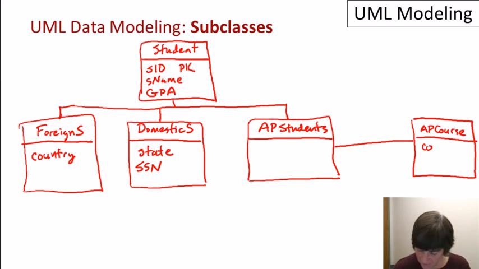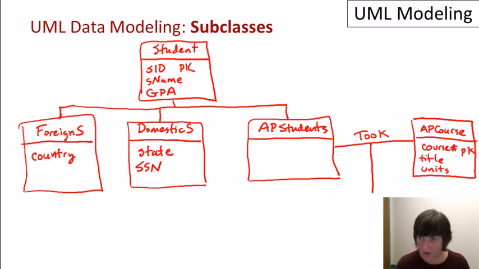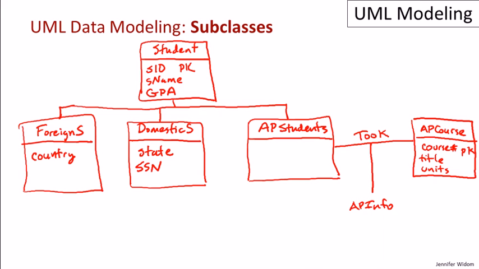We'll say that the AP course has a course number, and that's probably the primary key, and maybe a title for the course and some units for the course. And then when one of our AP students takes the course, we'll call this association took, we're going to have an association class that goes along with that that's going to have the information, let's call it AP info, about them taking that particular AP class, and we'll say that that association class has, for example, the year that they took the class and maybe the grade that they got in the class.